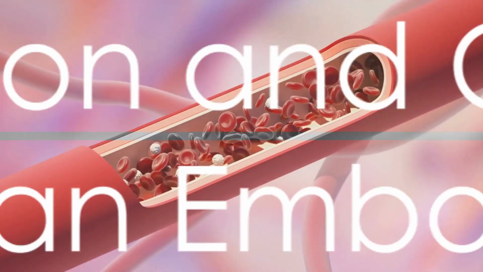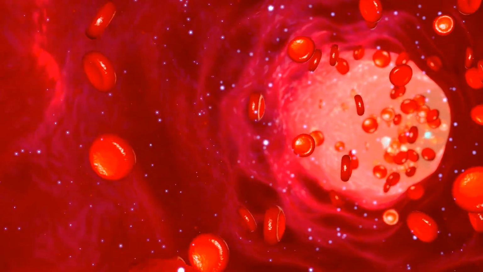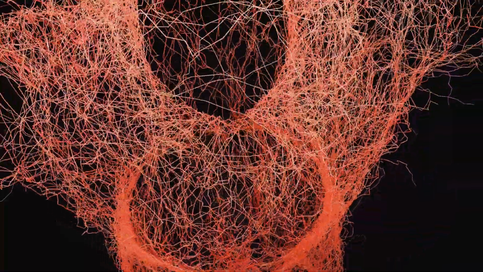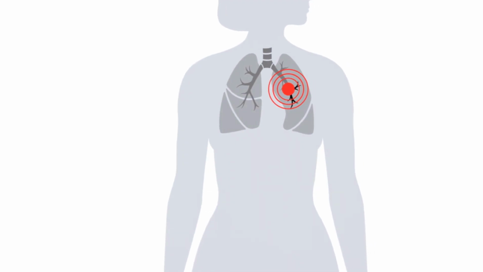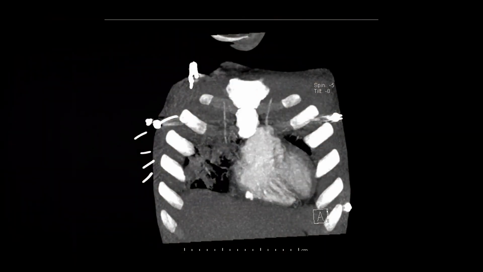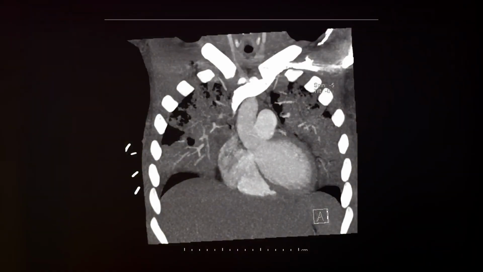On the other hand, an embolus is a moving clot or other foreign material that travels through the bloodstream and then gets lodged in a blood vessel, causing a blockage. Unlike a thrombus, an embolus is not formed at the site of the blockage, but is carried from another location. The most common type of embolus is a blood clot that originates in the deep veins of the legs and travels to the lungs, causing a condition known as pulmonary embolism.